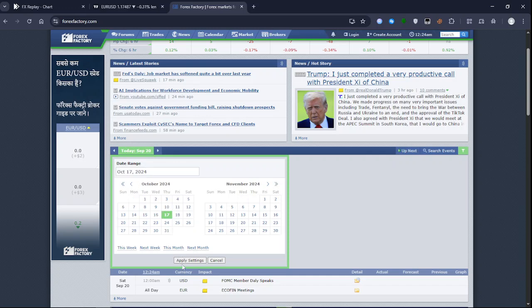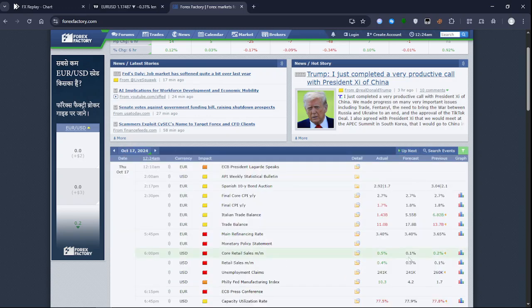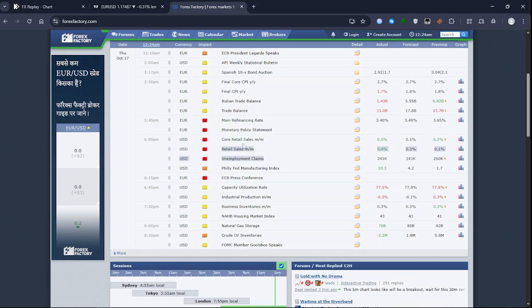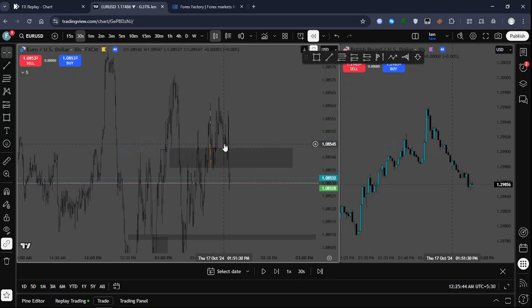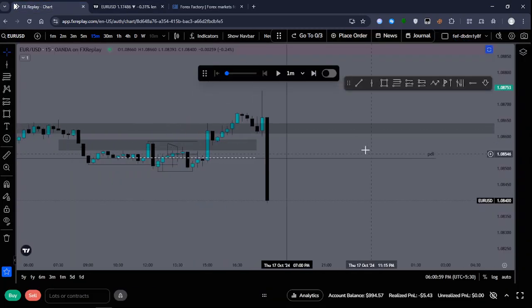Apply settings. We got USD unemployment claims. Okay, that does not look pretty good to me. Usually when paired with some other news it does affect the London session. This is one key point to be noted. So I wouldn't take this trade anyway, even if it was taken, it would be a break even. So just call it a day anyway.